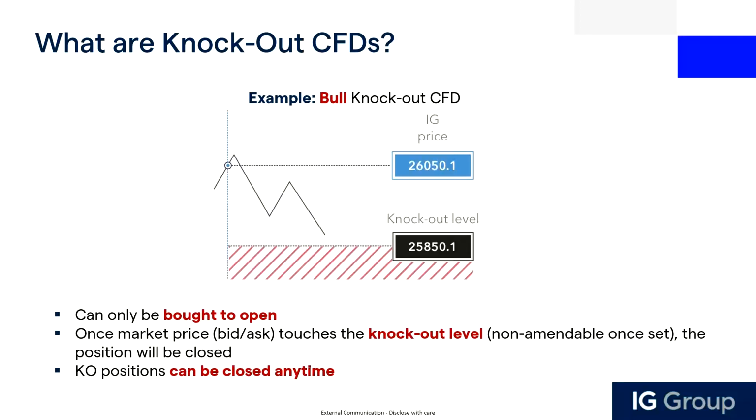And if your direction is to go bull, to buy a bull knockout, then the knockout level has to be below 26,050 points. So you need to set the knockout level somewhere below. And what happens is that if the market happens to reach that level, then your trade will be closed. Okay, so just take note that this is not too complicated. It's just an entry price, a knockout level, which is a stop loss level.